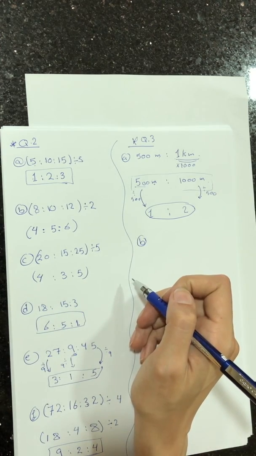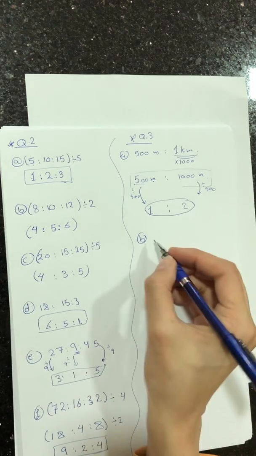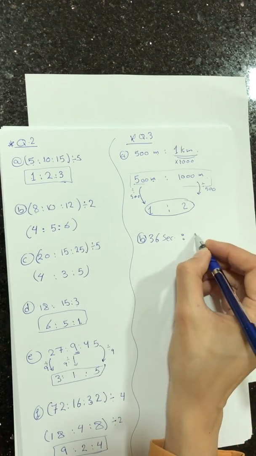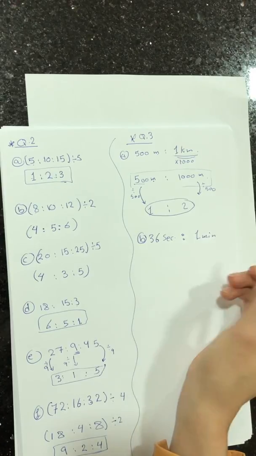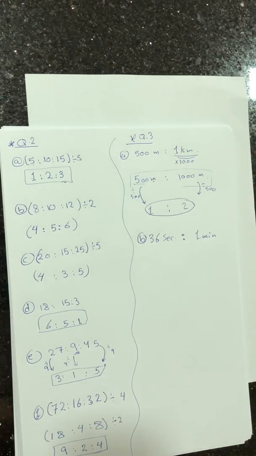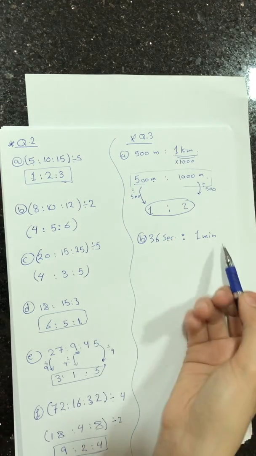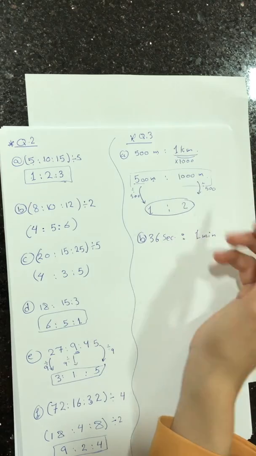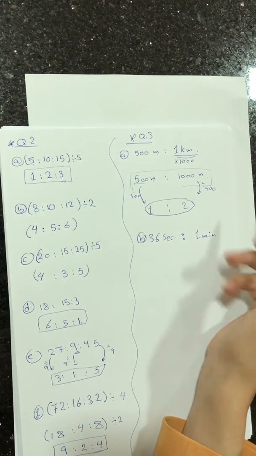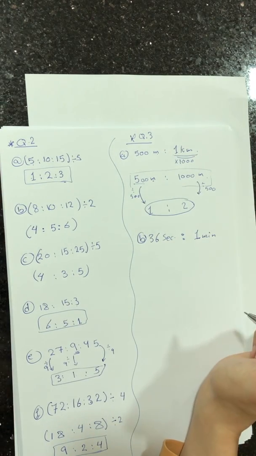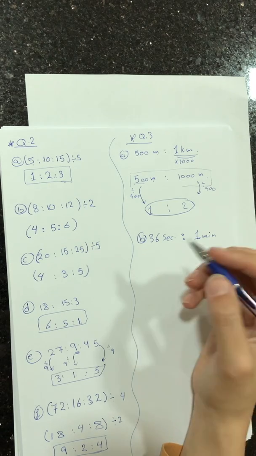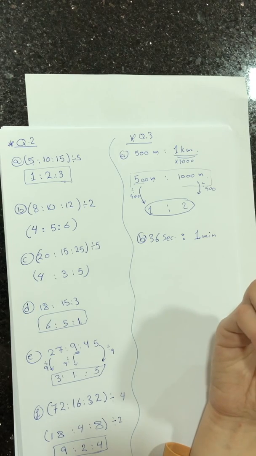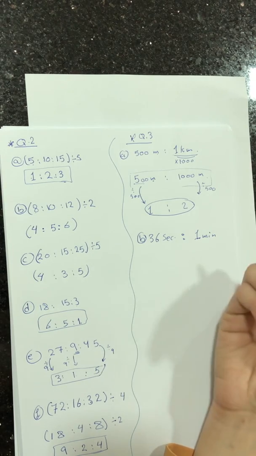Now if you look at B, you will see 36 seconds to 1 minute. I am always trying to convert the larger unit, which is in this case minutes. In the previous case it was kilometers. It's bigger than meters because I want the numbers to become whole numbers. If I say 36 and I convert it to minutes, I will get a fraction or a decimal. I will not get a whole number.